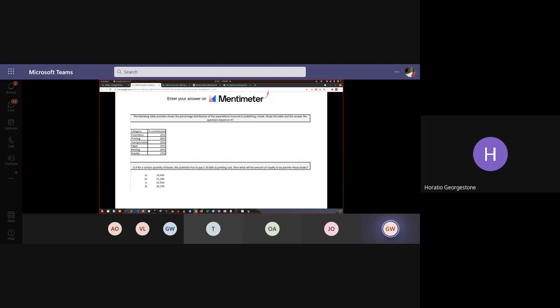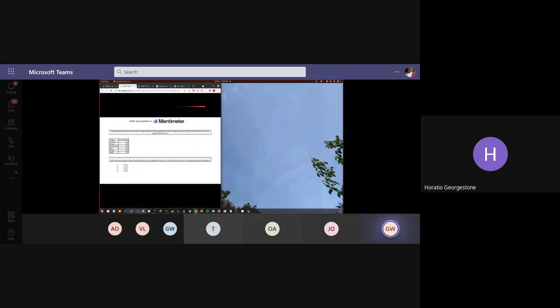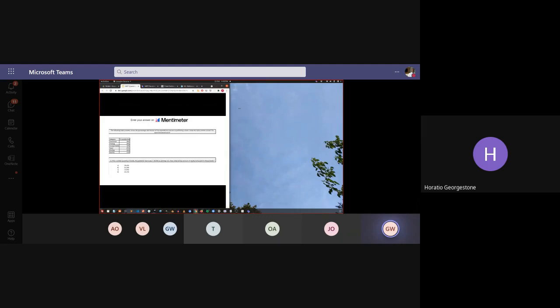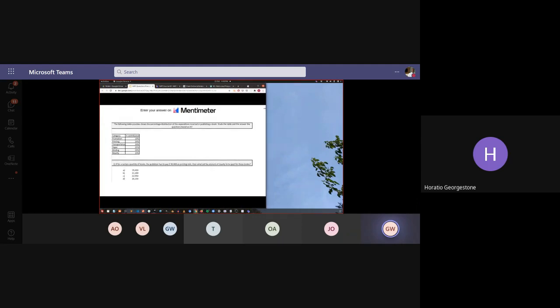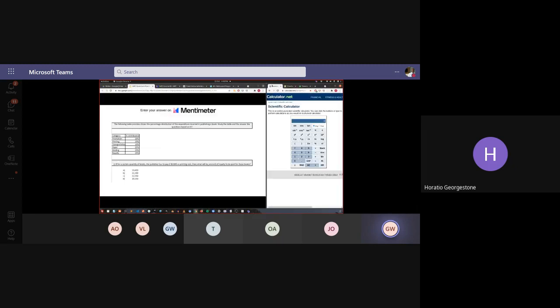then what will be the amount of royalty to be paid for these books? So, although these are showing kind of percentages of the total, you can also think of them as it just kind of shows you the proportions between the different things. So in this case, the proportion, so printing to royalties like 20 to 15, or if you simplified that, you can think of it as 4 to 3. But let's just keep it as 20 to 15. So for every £20 spent on printing, there's £15 spent on royalty.